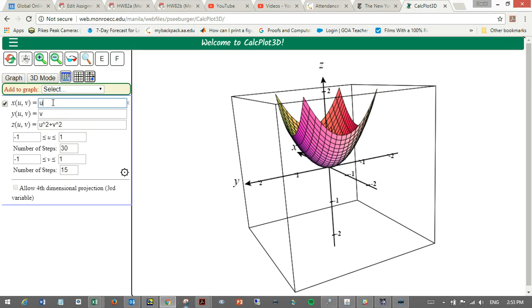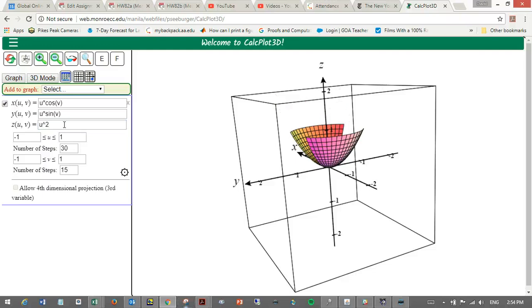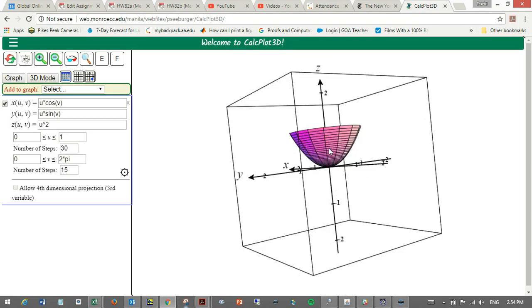Well, I could do it in a more polar fashion. So I could do u times cosine of v, here u times sine of v. That's literally just polar coordinates with different names. And then here, I'm going to do just u squared. Enter. Okay. Now I don't really need u to be negative because it's like a radius, but I want v maybe to go from, I'm going to go back to an angle convention, 0 to 2 pi. Now that is much prettier in some ways.